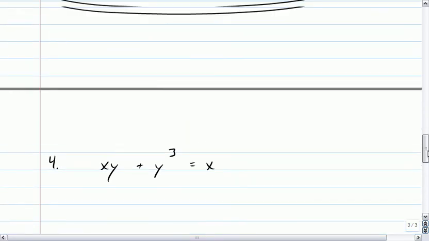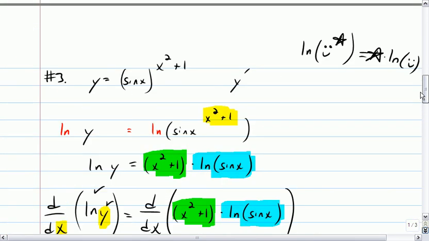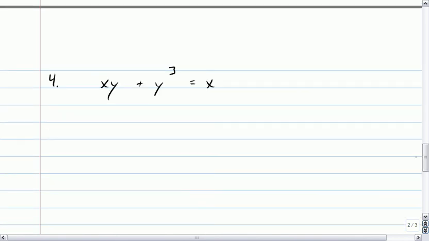The last problem is kind of related to the previous one: xy plus y cubed equals x. I say it's kind of related because as I start this problem, I'm not going to be able to isolate y. In the last one it started as y equals, but y isn't isolated here.